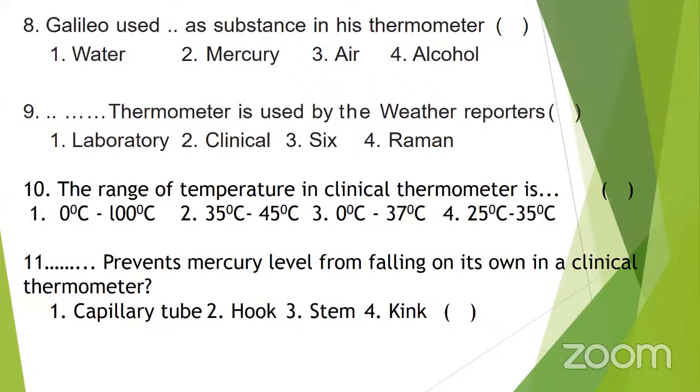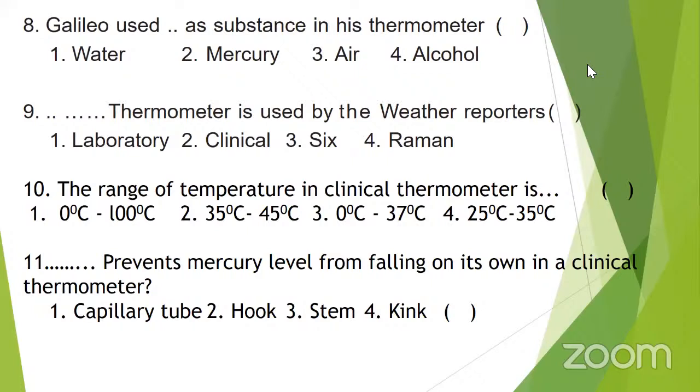10 by 2. Okay. And 11th answer. This also most of the children will answer correctly because this has been explained many times, is it? So here constriction, another word may be used. And what is the 11th answer? Dash prevents mercury level from falling from its own place in a clinical thermometer.